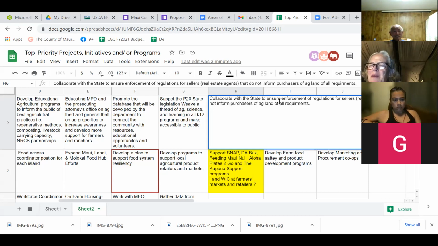Is that better? Yes. I'm still stumbling over for sellers, real estate agents. There are multiple agents. There's a seller's agent and there's the buyer's agent. So we really want the buyer's agent to inform their client about these regulations. I think both should be responsible. Shouldn't both be responsible for disclosing that information? Okay, well then do seller and buyer real estate agents. Just take out seller, all real estate agents. Okay, that works.